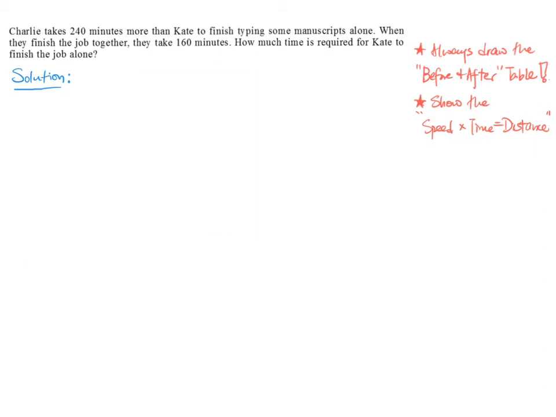Now let's see if we could apply the same system on this kind of question, okay? So Charlie takes 240 minutes more than Kate to finish typing some manuscripts alone. When they finish the job together, they take 160 minutes. So how much time is required for Kate to finish the job alone? So obviously it's asking for the time for Kate to finish the job alone. So I let T minutes be that time.